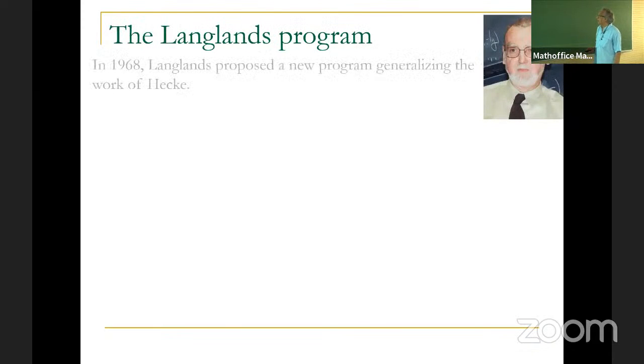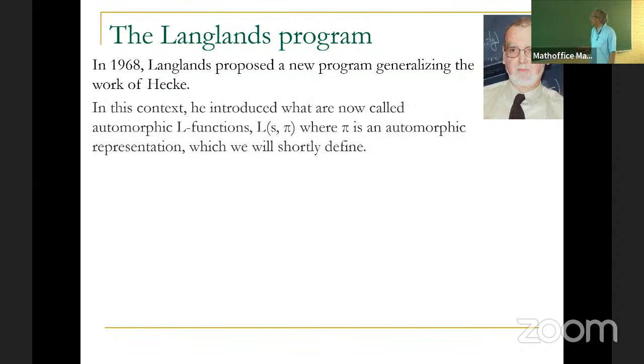So now we come to the Langlands program. Langlands in 1968 proposed a new program trying to understand the work of Hecke and generalizing the work of Hecke. First idea, in this context, he introduced what are now called automorphic L functions, L of s, pi, where pi is an automorphic representation, which we will shortly define.